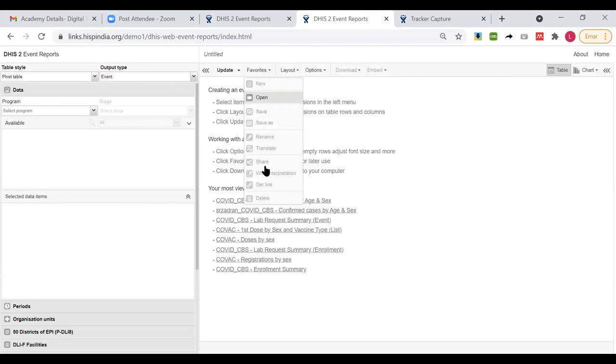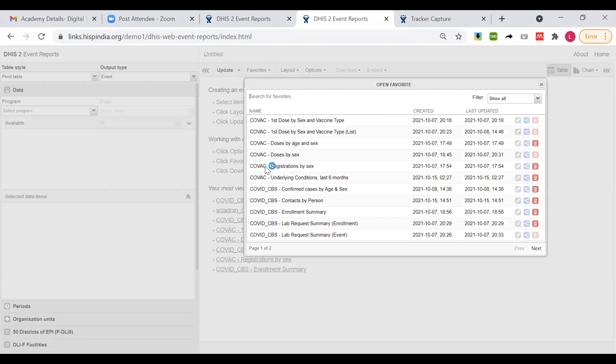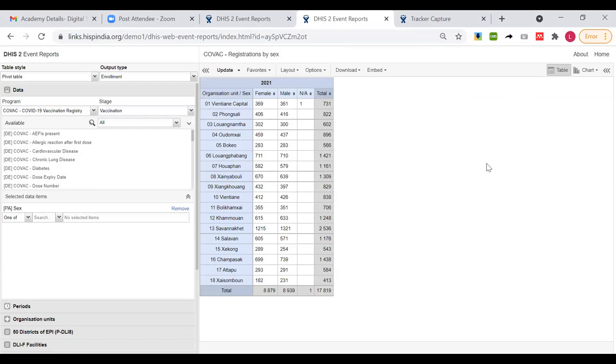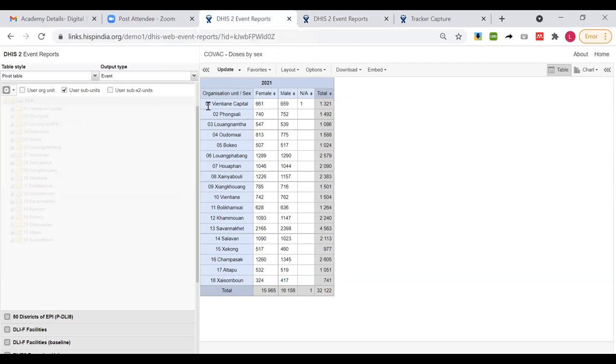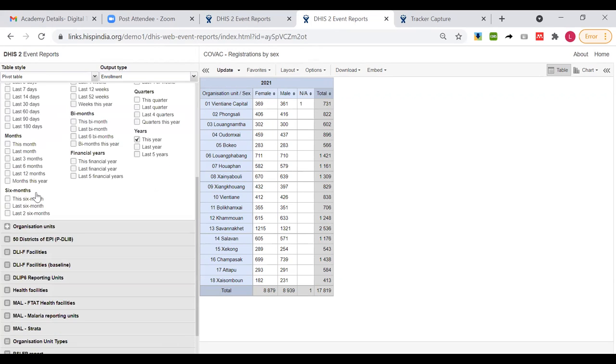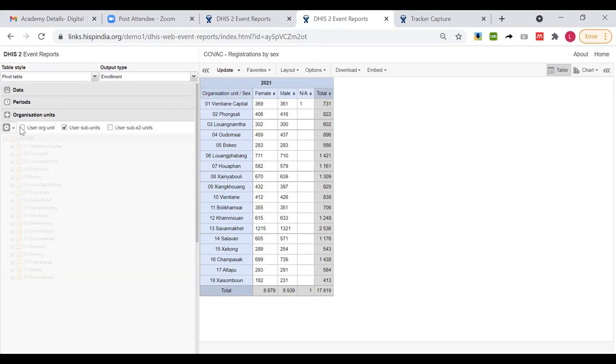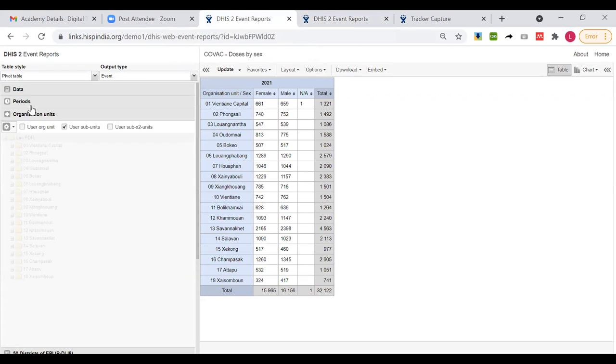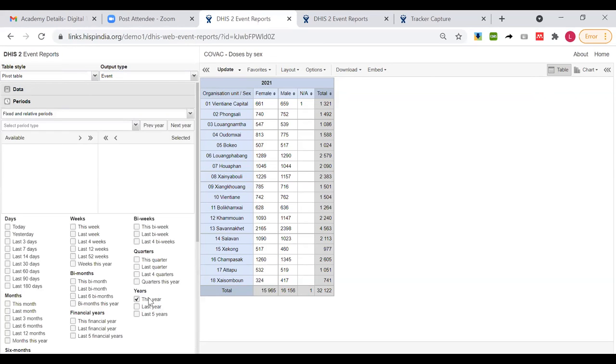Let me open the favorite item, Quark registration by sex. Okay, right. Now, what do we see here? We are trying to get a similar kind of output, and here the output looks the same, right? So for example, let me show the previous one. Here we have the org units as rows, and the male and female disaggregation as the columns, right? Even in this table, we are seeing the org units as the rows and the male and female disaggregation as columns. And the period is the same, this year, for the org unit, which is the country level. Even here, it's the same org unit and period dimensions that have been selected.